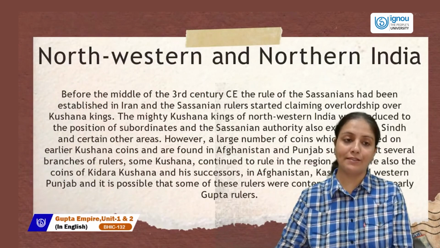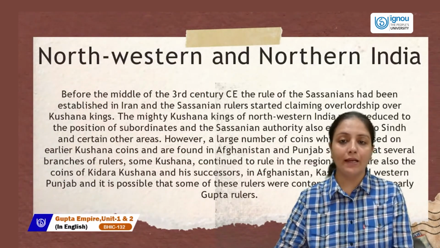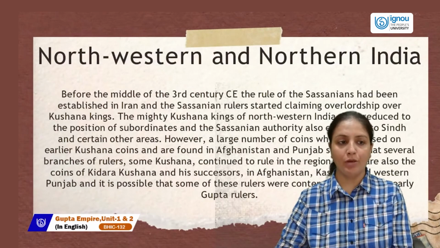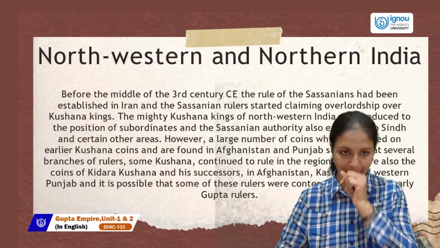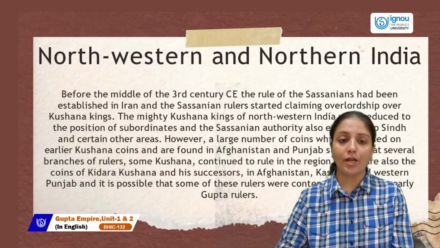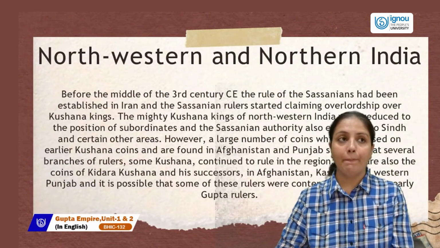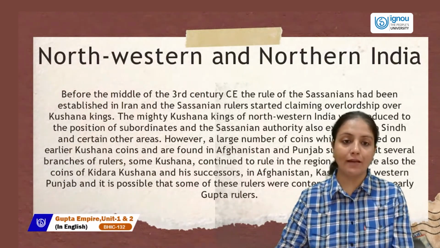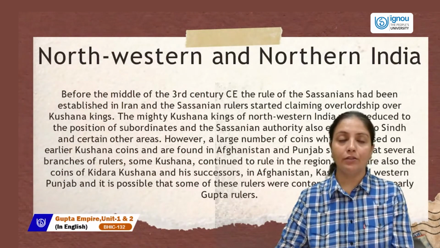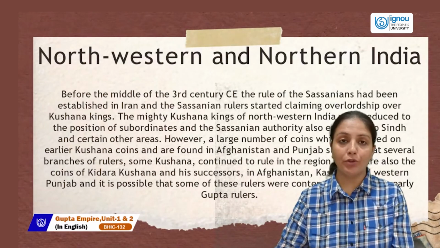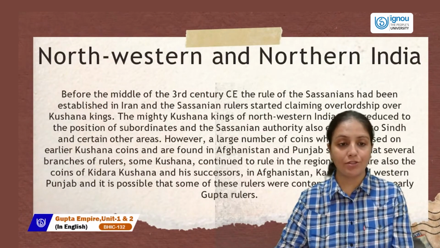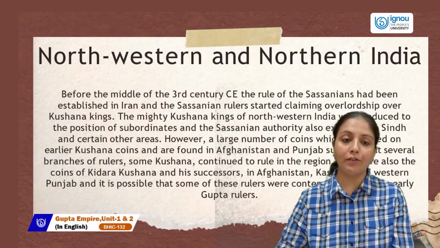Sasanians had been established in Iran, and the Sasanian rulers started claiming overlordship over Kushana kings. At that time, Kushana rulers were prevalent in India. Okay, and what is the famous thing about Kushanas? I'm going to tell you that gold coins were introduced by Kushana rulers in India. First of all, the Kushana rulers established gold coins in India. That is a very important thing for Kushana rulers.